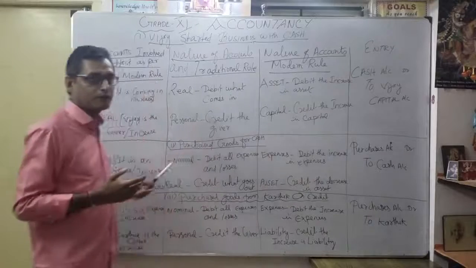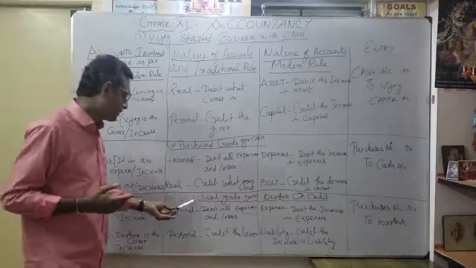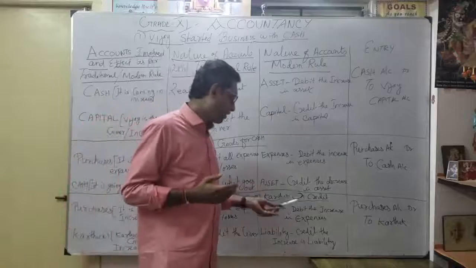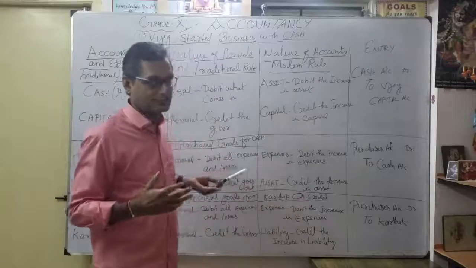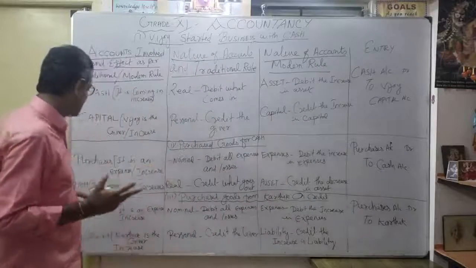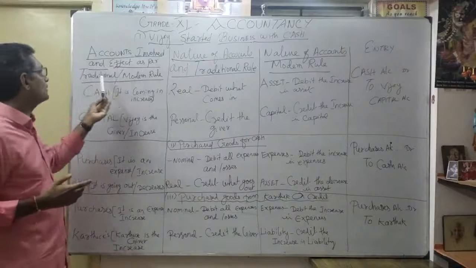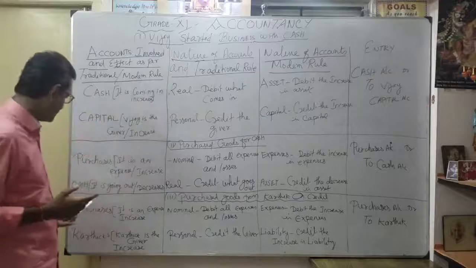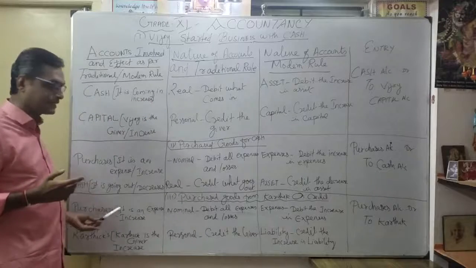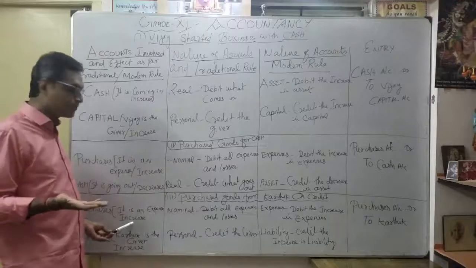Okay, now going for the next transaction. Here, purchase goods from Karthik on credit. Here, credit transaction. You know already. So what are the two elements involved here? See, under accounts involved and effect as per traditional and modern rule. Okay, as a traditional, purchases, again, it is an expense. As a modern rule, increases.